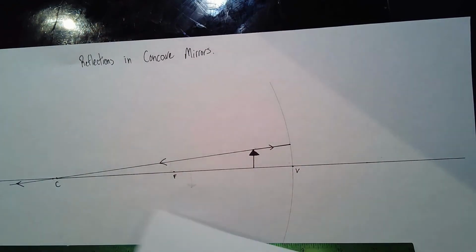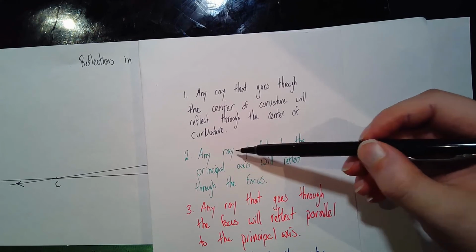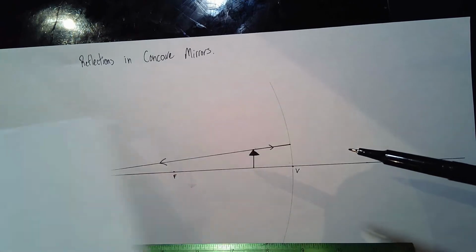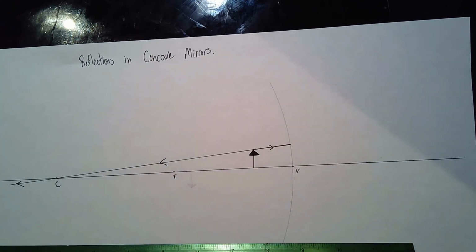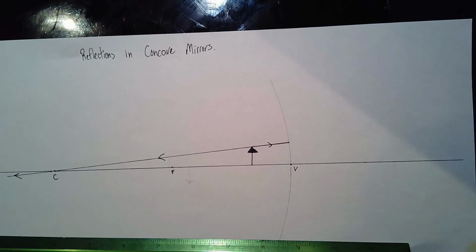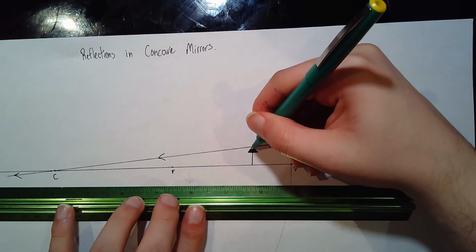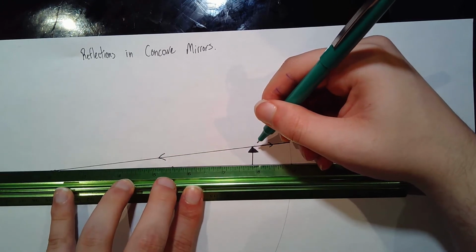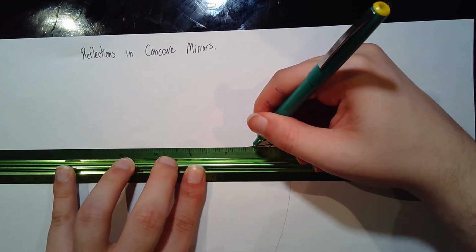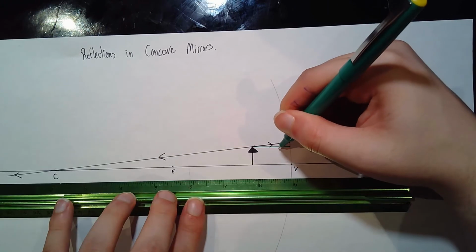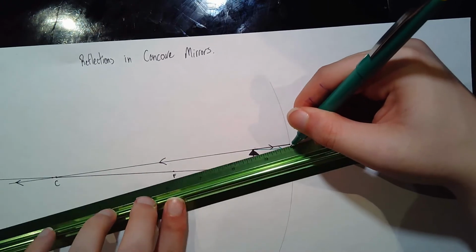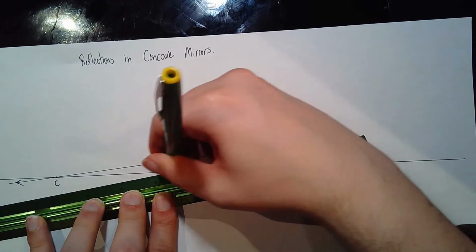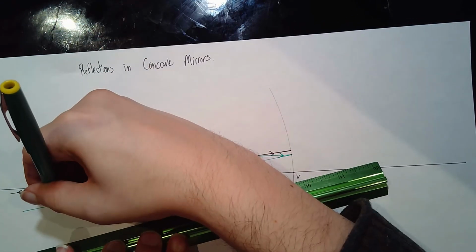Now let's look at our second rule. Our second rule states that any ray parallel to the principal axis will reflect through the focus. And so we're going to take our ray that is parallel to our principal axis, and then that ray, once it reflects off the mirror, will go through the focus. Right, so let's have this set up like this. It's going to go through the focus and off in this direction.